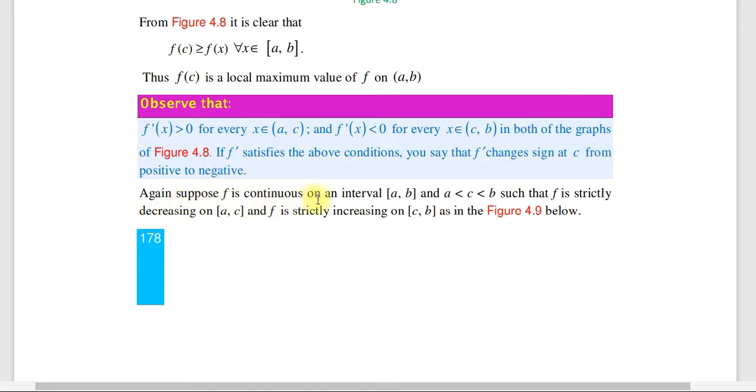Again, suppose f is continuous on the interval a comma b and a less than c less than b, such that f is strictly decreasing on the interval a comma c and f is strictly increasing on interval c comma b.